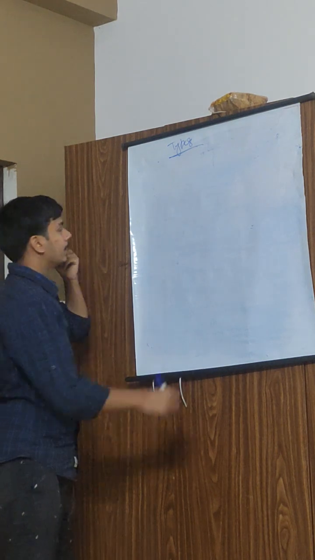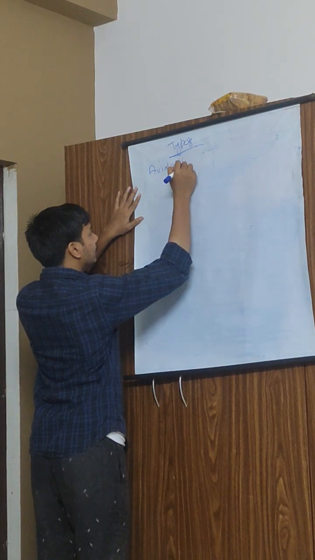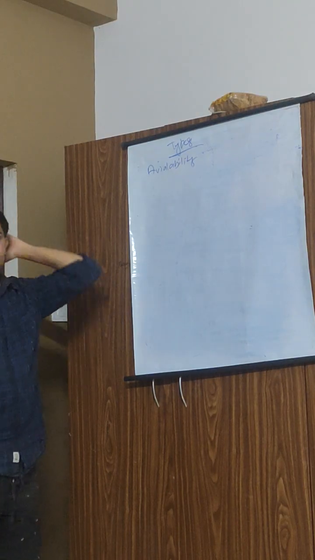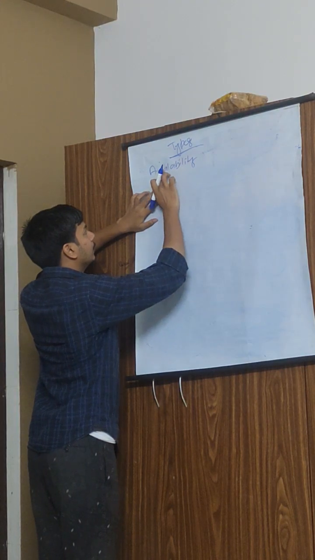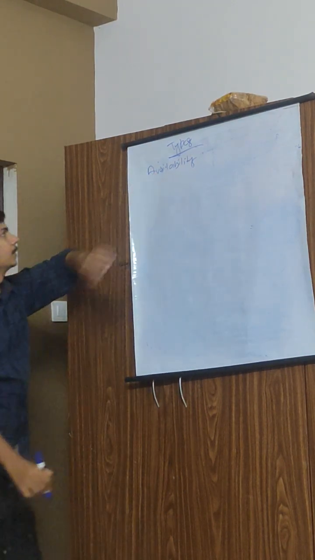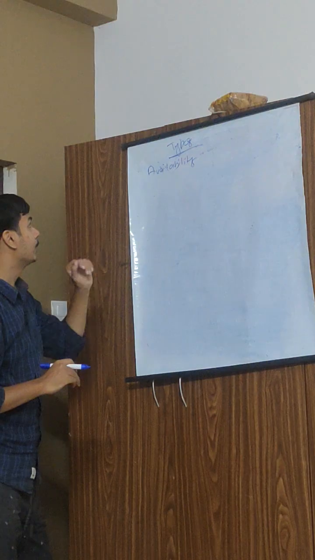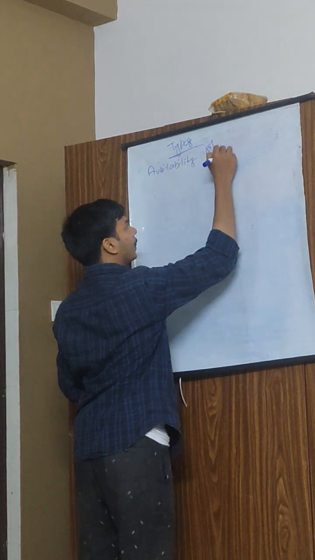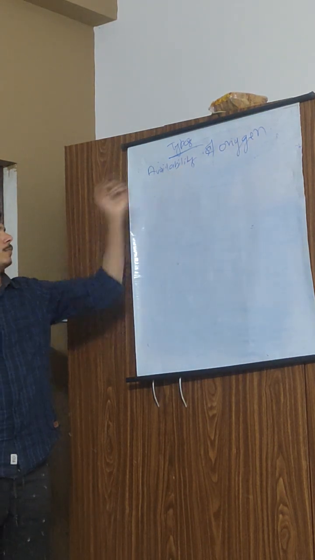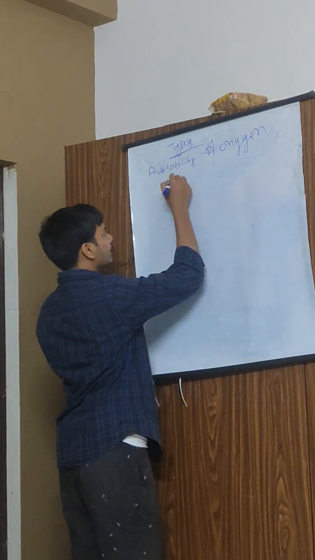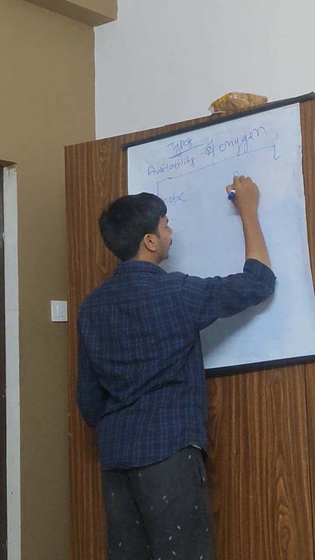So we can classify respiration into two types depending upon the availability of oxygen. Depend upon the availability of oxygen, if a cell finds oxygen or not, cellular respiration is of two types: one is aerobic and the other is anaerobic.